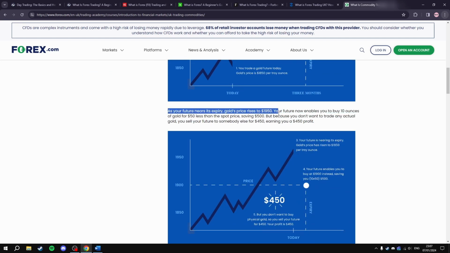As your future nears expiry, gold prices rise, and your future now enables you to buy 10 ounces of gold for 50 less than the market price, saving 500.